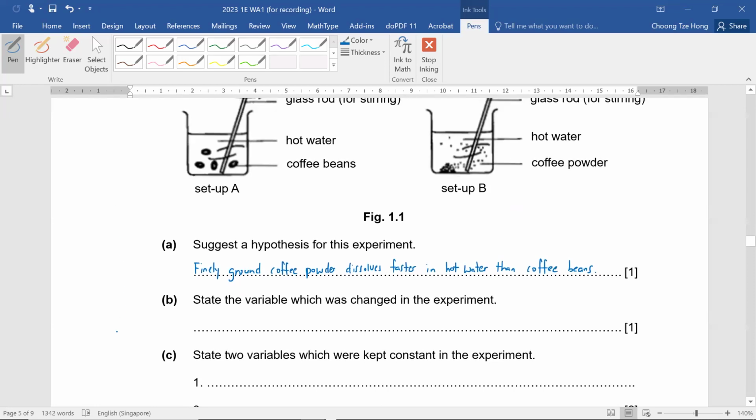So in general, what we can say is that the form of the coffee has been changed. By form we mean that in setup A it is beans, and in setup B it is powder form. Just like laundry detergent, there are many different forms. You have liquid detergent, you have powder detergent, and then you have those that come in capsule form and things like this.